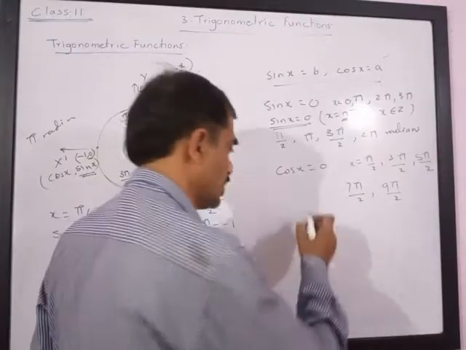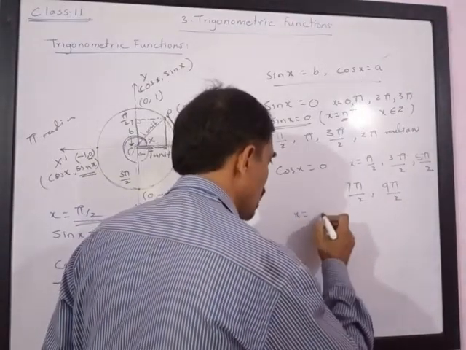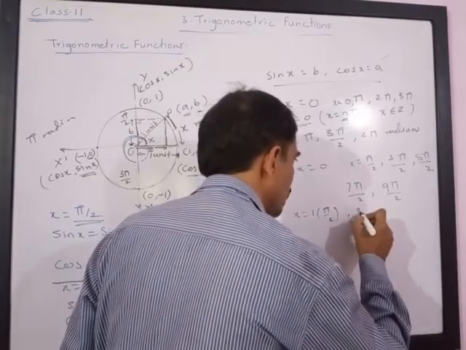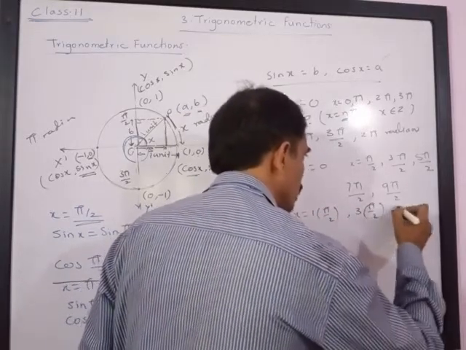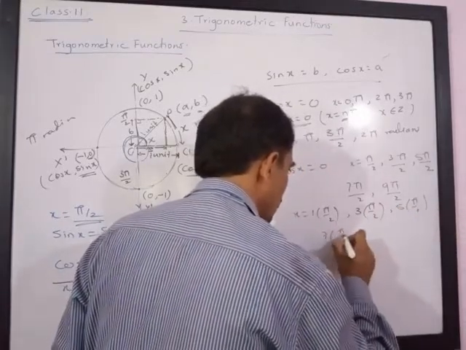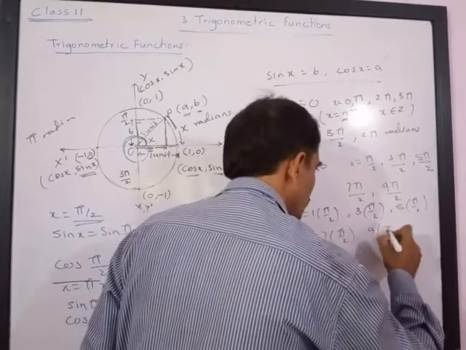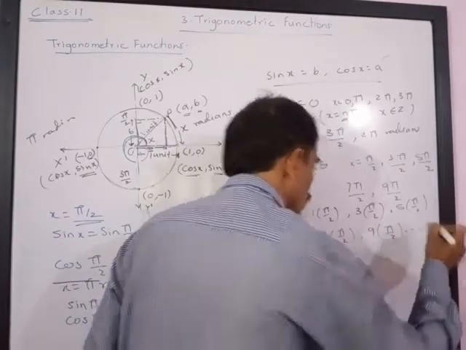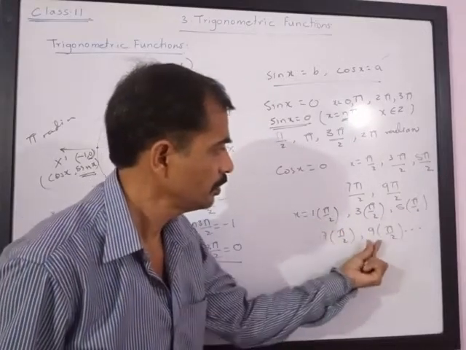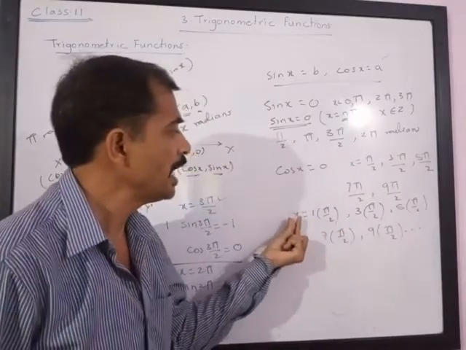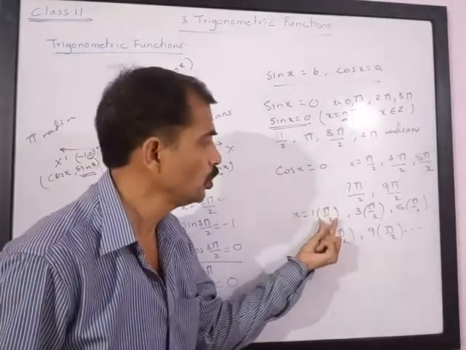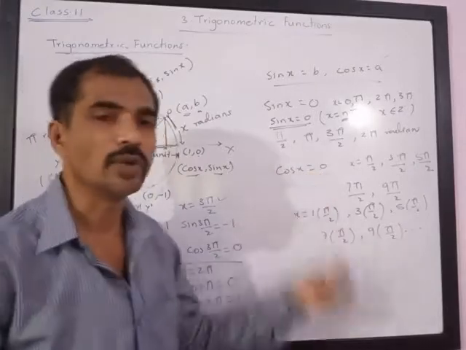Try to understand this. Here x is equal to, I can say, 1 multiplied by pi by 2, then I can say 3 multiplied by pi by 2, 5 multiplied by pi by 2, 7 multiplied by pi by 2, 9 multiplied by pi by 2, and so on. Watch carefully. These are odd numbers. Thus, when x is an odd multiple of pi by 2, cos x becomes 0.